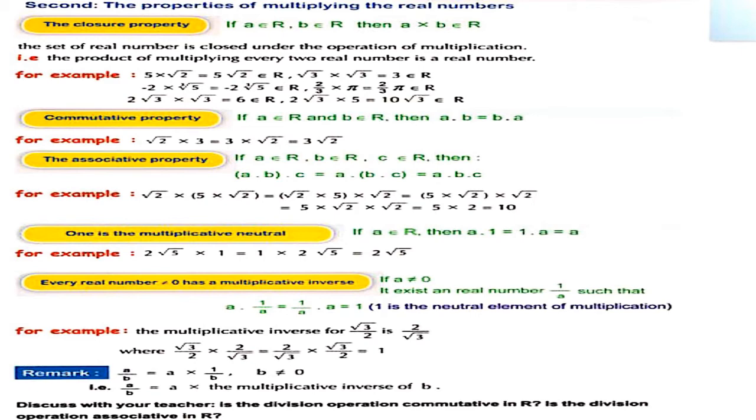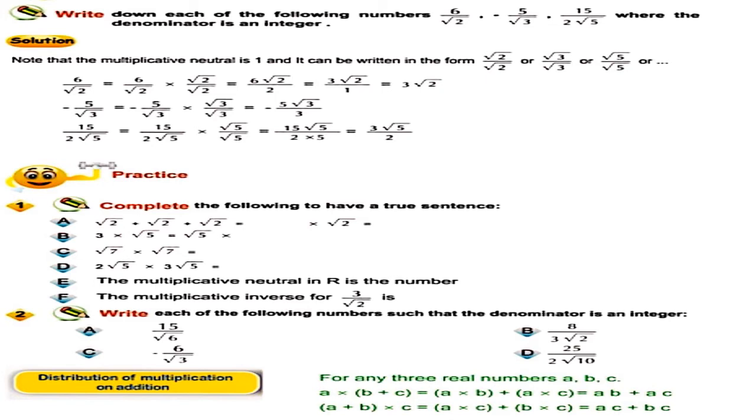But in the denominator, we must simplify by multiplying by the same root. For example, 2 over root 3 times root 3 over root 3, to simplify the denominator or make the denominator an integer. Okay. For example, write down each of the following numbers with the denominator as an integer, because a square root or cube root in the denominator is not in simplest form.